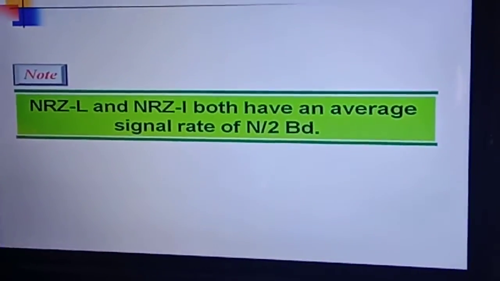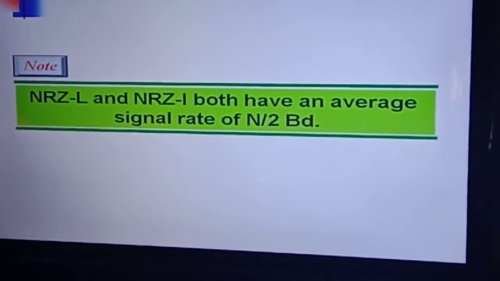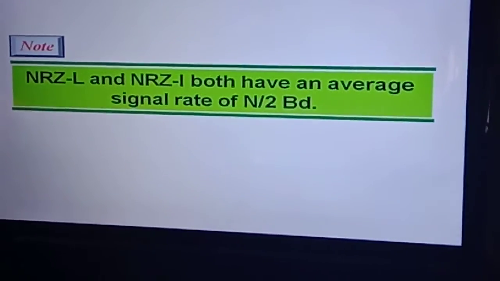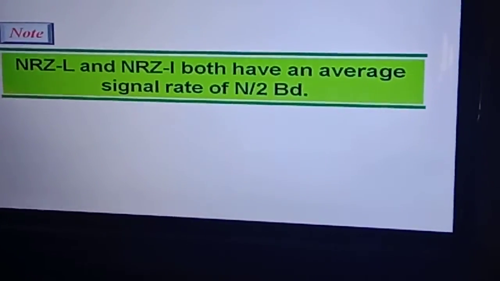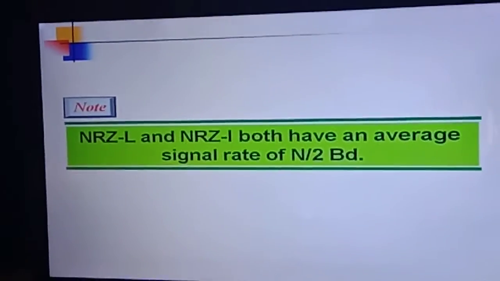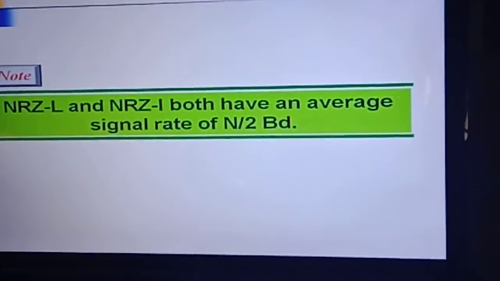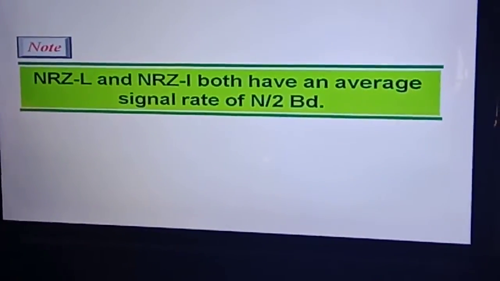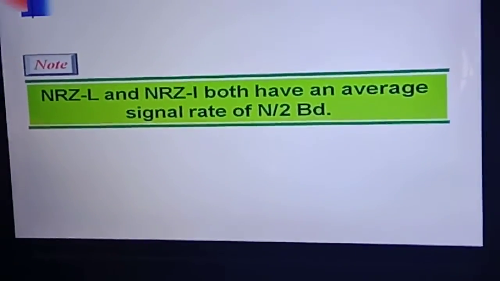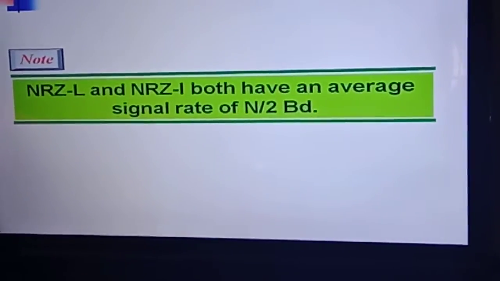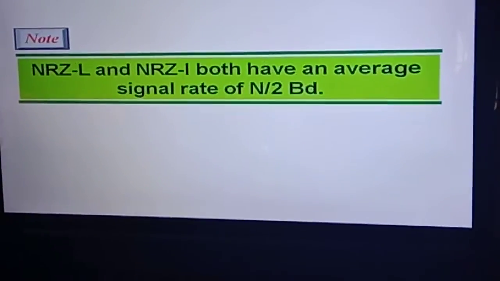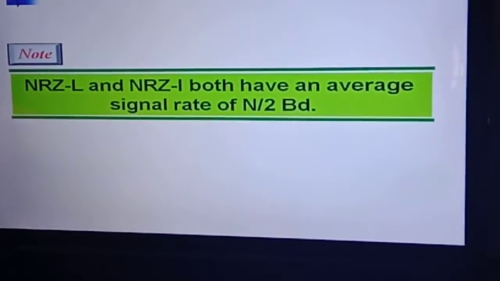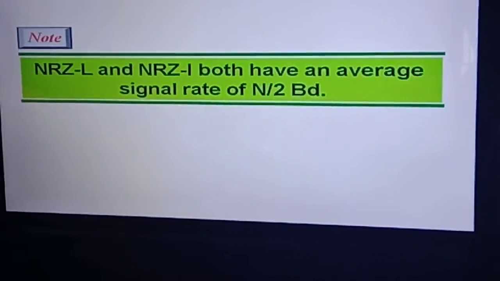Next, non-return to zero level and non-return to zero inverse both have an average signal rate of N by 2 baud. Signal rate is always measured in bauds, that is, the number of samples. So the signal rate is always N by 2, number of samples by 2, because we are considering 2 bits, either 0 or 1. So the baud rate is N by 2: the number of bauds per sample by bits per baud. Bits are 2 and the number of samples is N.